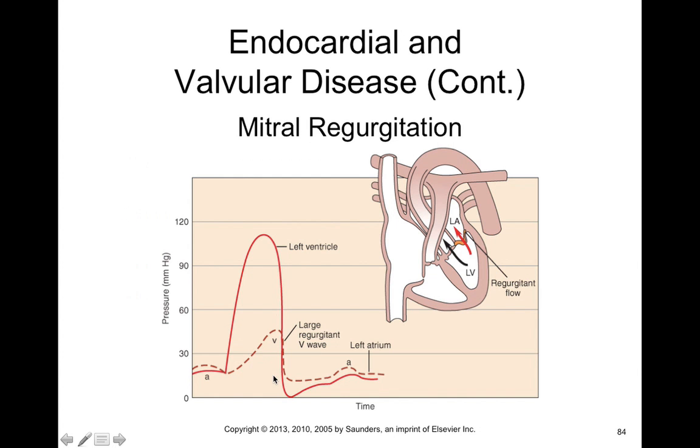So if we measure blood pressure in the left atrium and left ventricle, what we find is that the left atrium and left ventricle pressures are typically closely matched, which is normal.